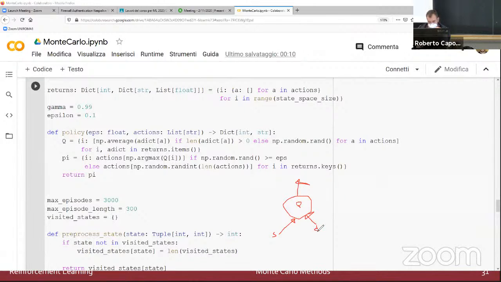Okay, this is A. Very bad A, but it's A.